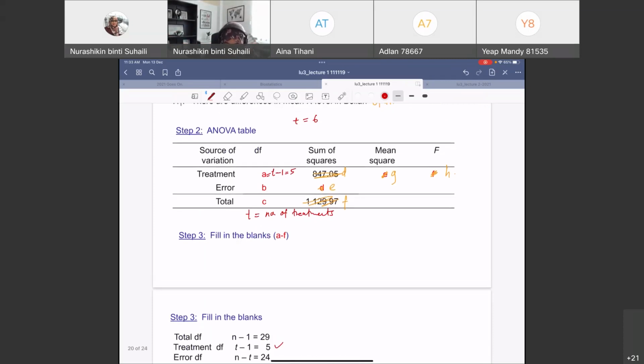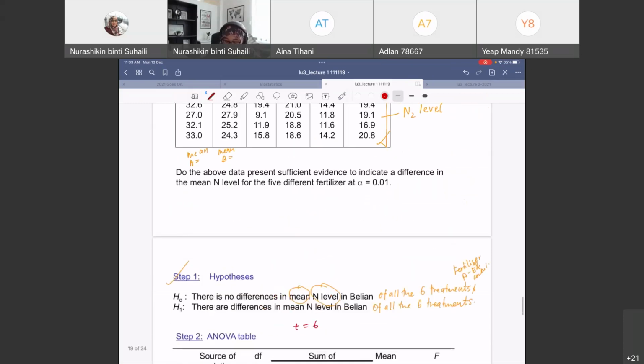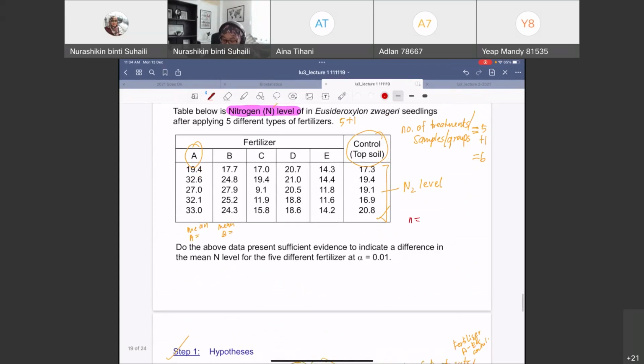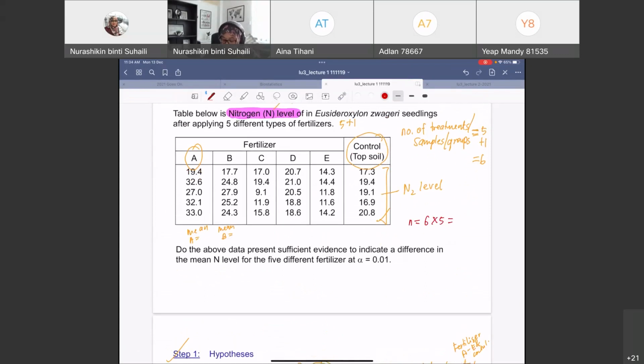For the degree of freedom for the error, this one is equal to n minus t. So this is a separate formula. N is the total number of points. Here we have 6 treatments, and in each treatment there are 1, 2, 3, 4, 5 data. So 6 times 5 is equal to 30. So there are 30 data points. So N is 30.